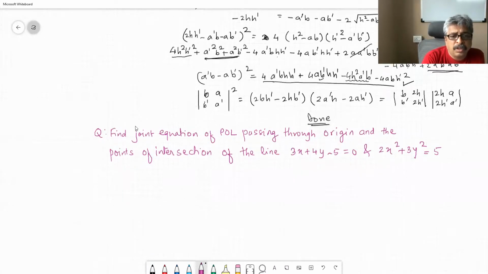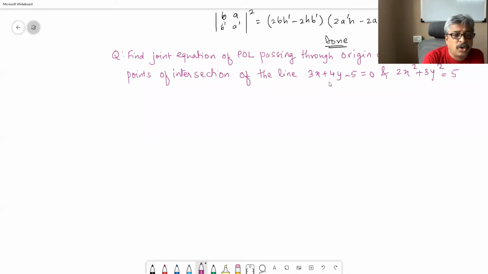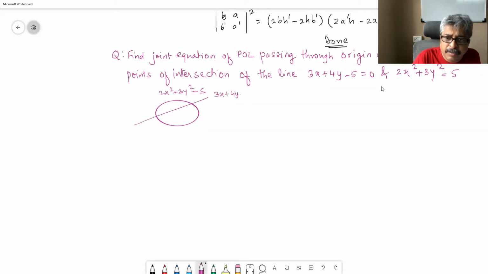Okay, so the standard method by which you will try is to first find the coordinates of A and B by solving these two equations simultaneously, which is going to be difficult because the numbers are not going to be good. This is some conic section, 2x square plus 3y square is equal to 5, and this is some line 3x plus 4y minus 5 is equal to 0, and there is some origin somewhere, and you are interested in finding the joint equation of straight lines passing through the points of intersection and the origin. You want the joint equation of this pair of lines, right?